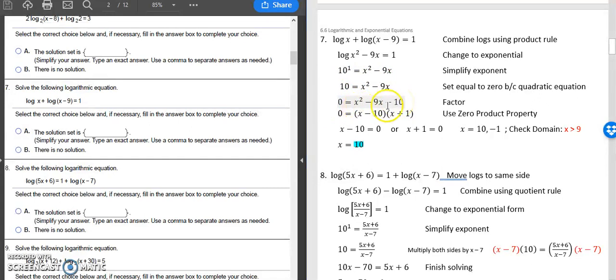We can factor this quadratic expression here. We'll have x minus 10 and x plus 1. Then we can use the zero product property. We'll have x minus 10 equals 0 or x plus 1 equals 0. The solutions that we end up with are x equals 10 or x equals negative 1. Going back to check our domain again, x has to be greater than 9, so x can be equal to 10 again.